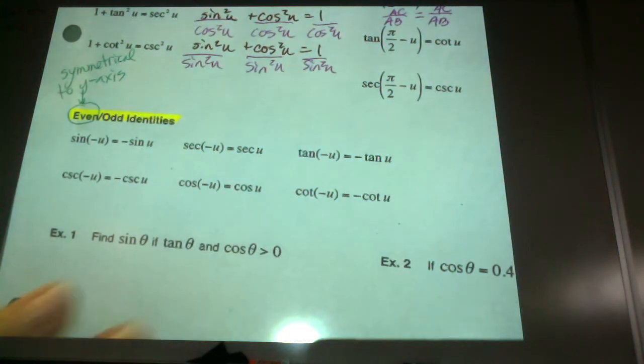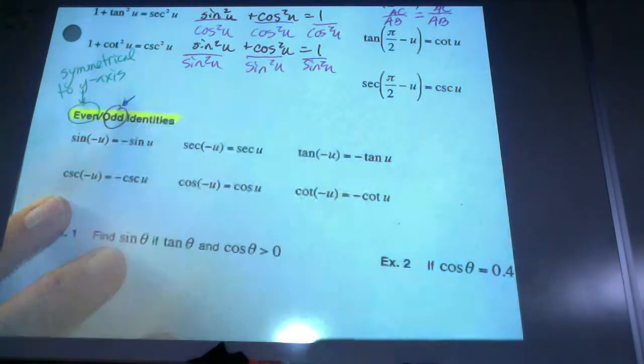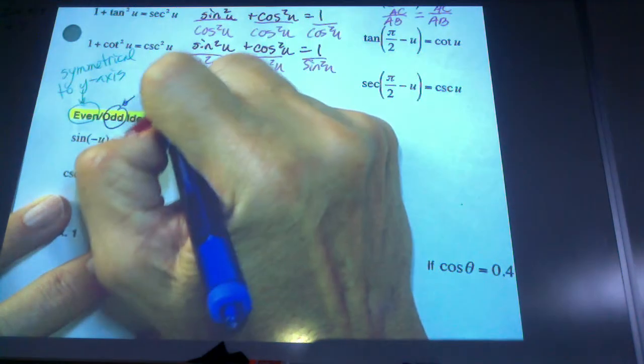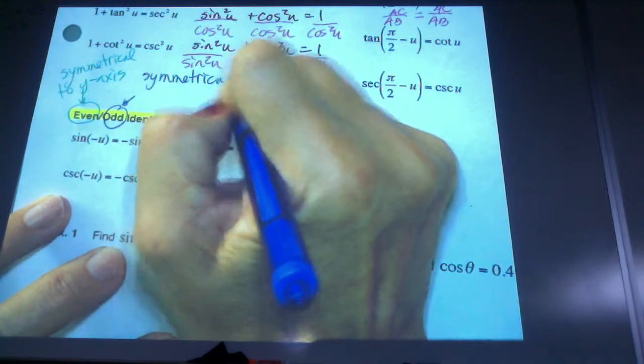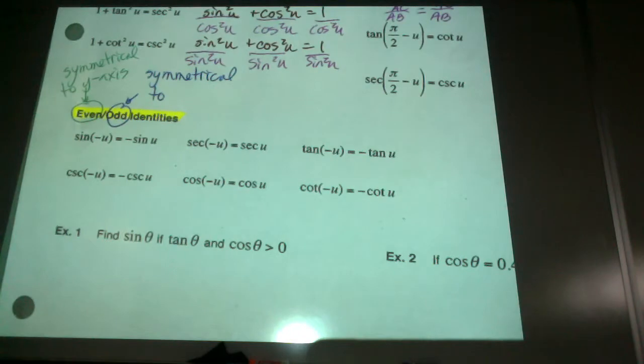Whereas odd functions, the end behavior is going in opposite directions, right? Like y equals x cubed. So odd functions tend to have odd exponents. Well, we don't see that with sine, cosine, and tangent. We don't see exponents. So it's hard for us to just identify whether it's an even or an odd function. So odd functions are symmetrical to, what do you think? It can't be the x-axis, so it is the origin.